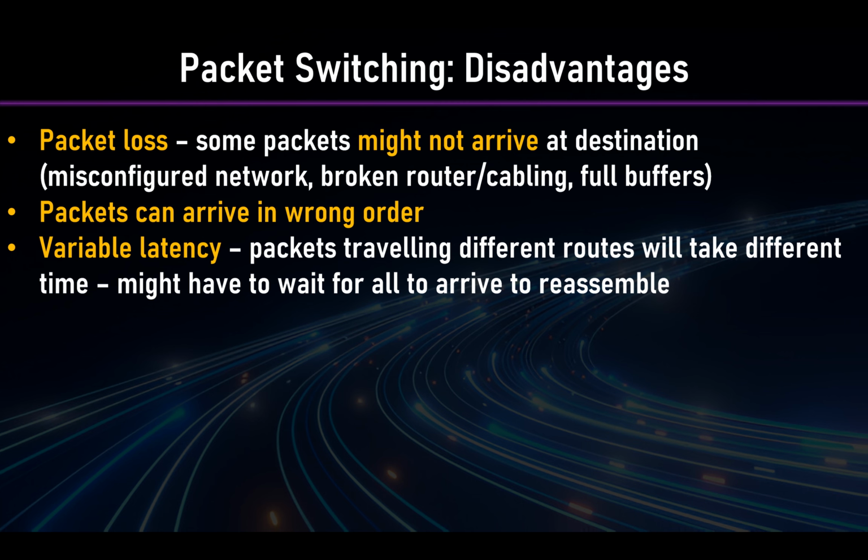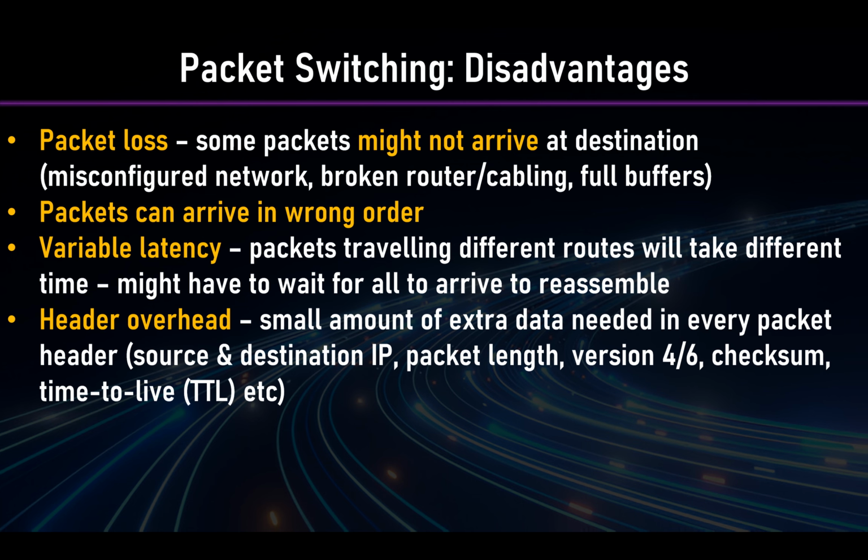So I guess you might have to wait, if there's a particularly slow route. I guess also header overhead, so you also require a small amount of extra data in the packets. For example, the header: the source and destination IP address, the packet length, the version, so whether you're using IP version 6 or IP version 4. There's also going to be a checksum, basically checking that the data is not being corrupted.